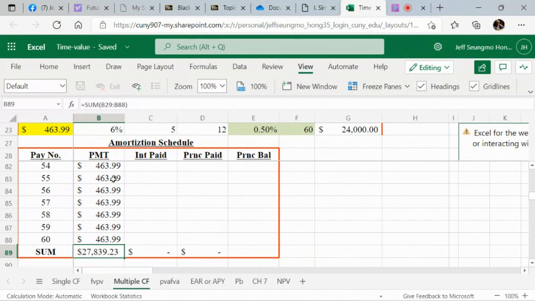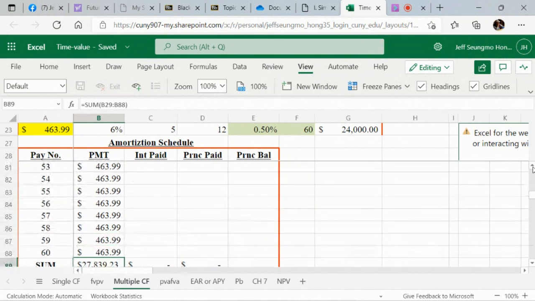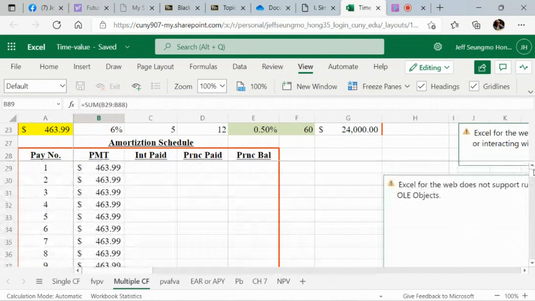The total of all the payments sums to 28,839. But the present value of all of that must be 24K. And that's why we found this payment, right? And we break it down into interest paid and principal paid.